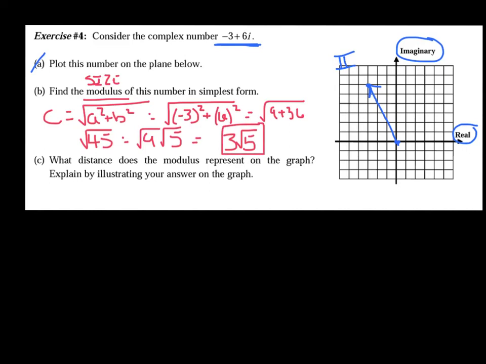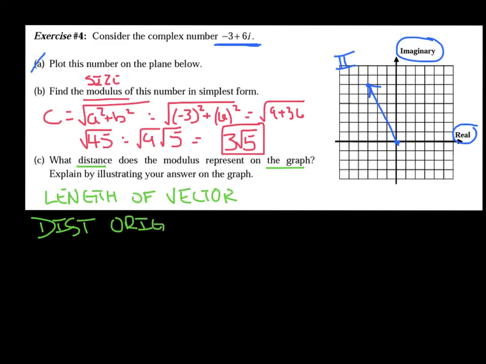Now the last thing they wanted us to do is explain. They said, what distance does this modulus represent on the graph? I would say it's the length of our vector, would be one way to describe it. Or you could say it's the distance from the origin to the tip of the ray, or the end of the ray. Those are a couple ways to describe it. I'm going to draw a little squiggly bracket right there to represent the length, and that is your 3 radical 5 length.